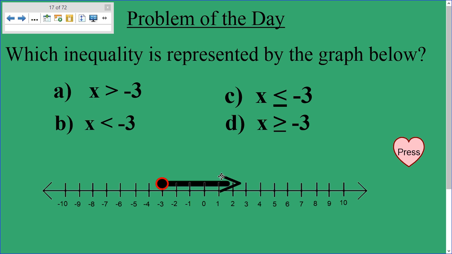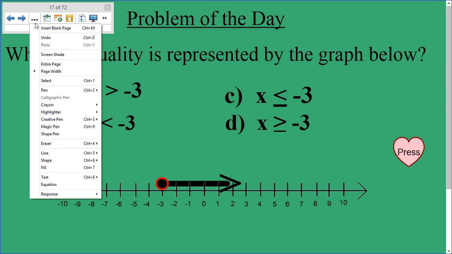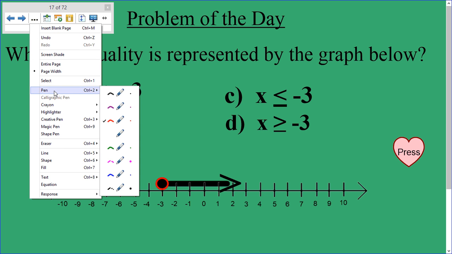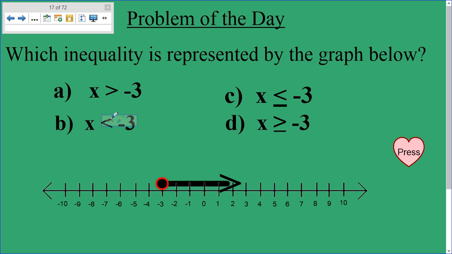Well, I'll give you a hint. Remember I said if you look at the arrow, it's the same direction as your comparison symbol. So notice it's going to the right, so I'm automatically going to eliminate a couple of them because they're going to the left. B is gone because it's going to the left, and C is gone because it's going to the left. So only A and D are going to the right, like the comparison symbol.